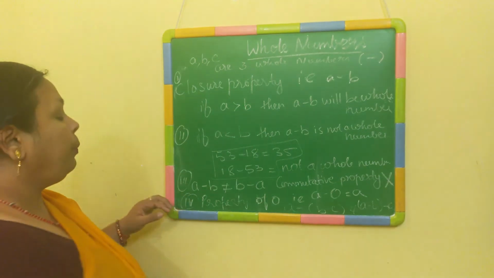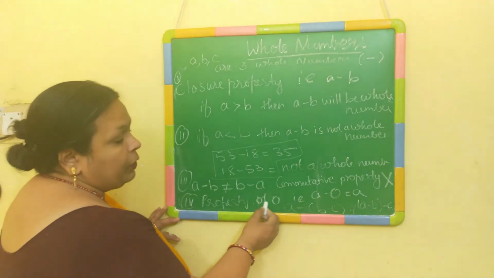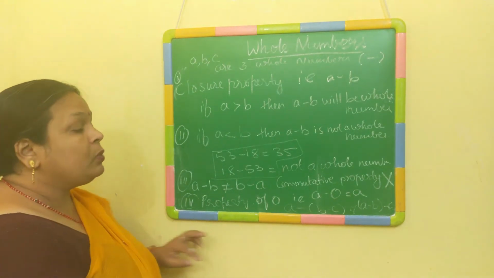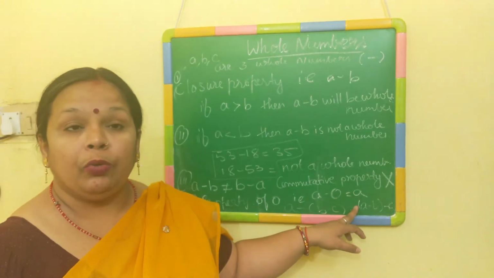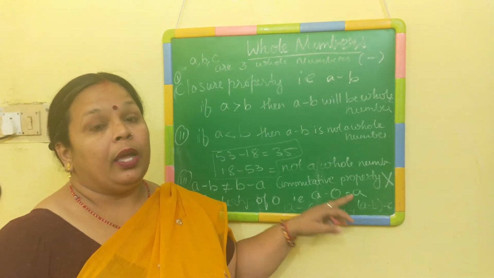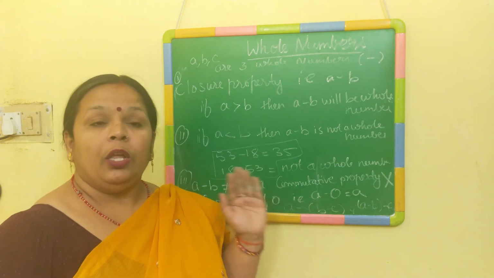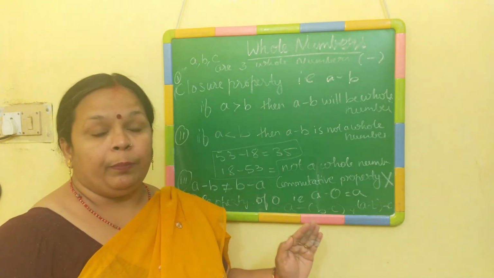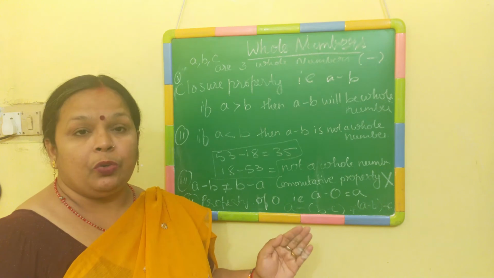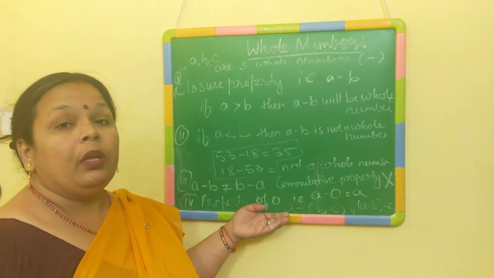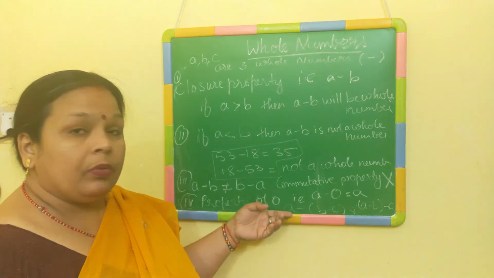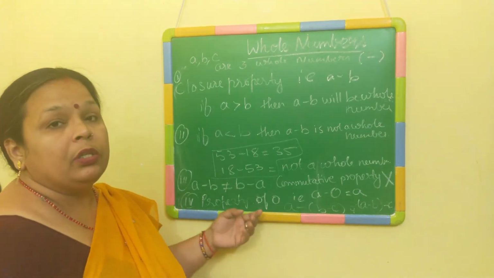Now, the fourth property which we talk of is the property of 0. That means whenever 0 is subtracted from a number, you are going to get the number itself. Like 20 minus 0, the answer is going to be 20. If it is 5 minus 0, the answer is going to be 5. Clear? Now, we will be checking a few examples on these properties.